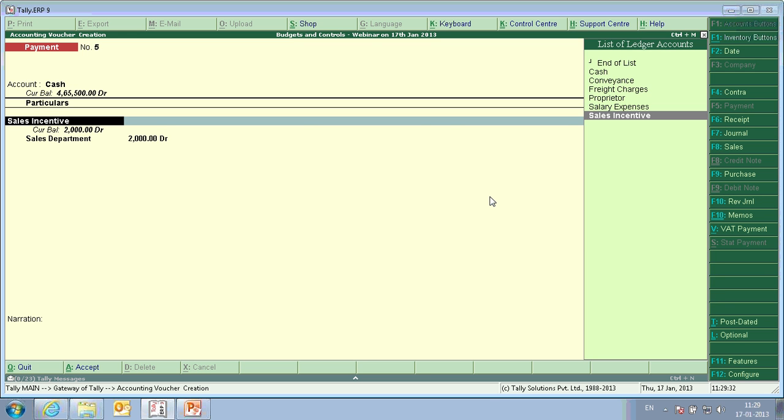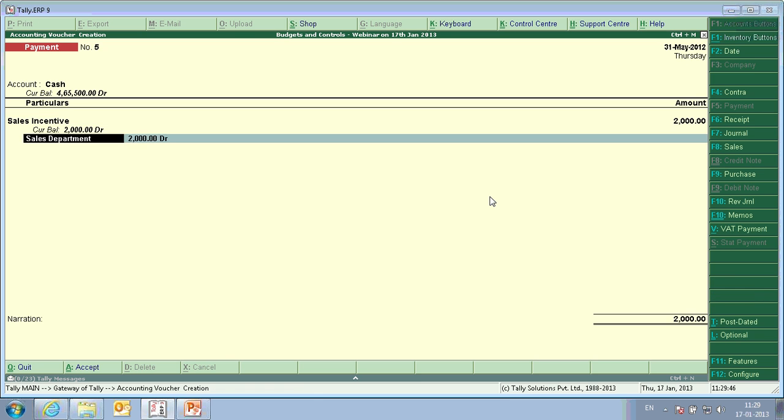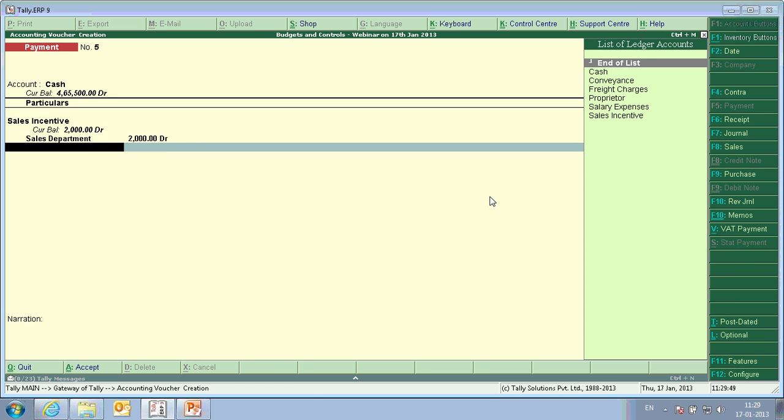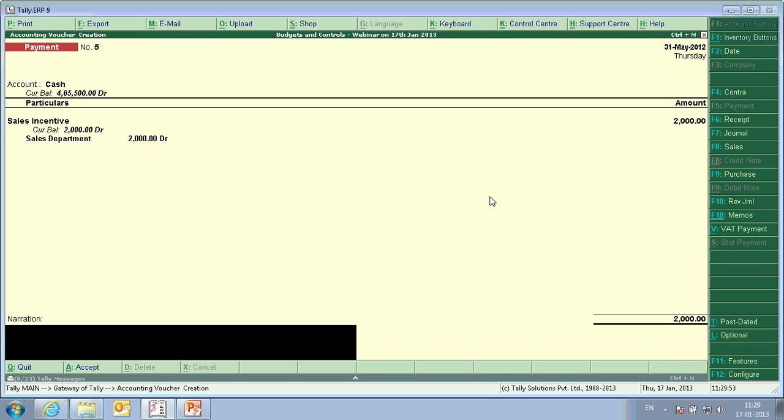So this is master, sales incentive, indirect expenses. I have just activated cost center so that I can select cost center. That's it. Okay. So I am allocating it to cost center over here. Let me save this. Shall I save it?